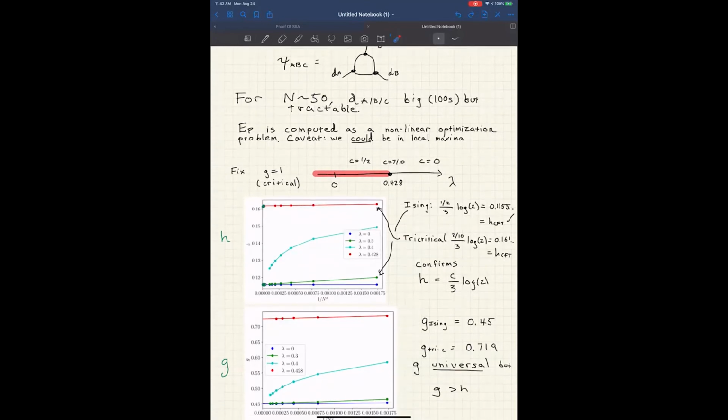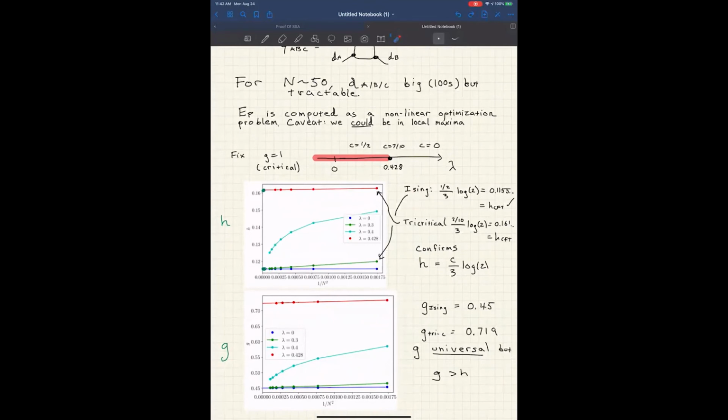And then we can do the same thing for G. And the interesting thing we find is that G is indeed universal. So you can see all 3 values here. What you're changing is an irrelevant perturbation. So in the UV, you get slightly different values, but as you scale to larger and larger system sizes, it's consistent with all extrapolating to the same value, some weird number, I don't know, 0.5450 or whatever. So it is universal, but it's definitely not the same as H. And likewise, when we do the tricritical point, you get some different universal value.